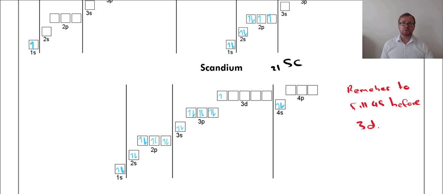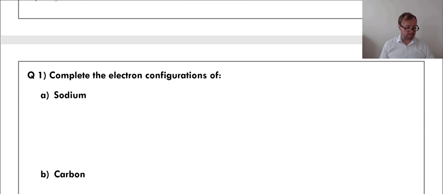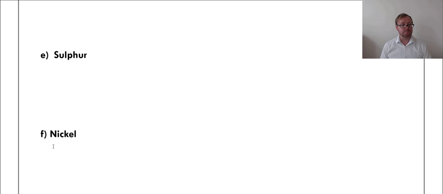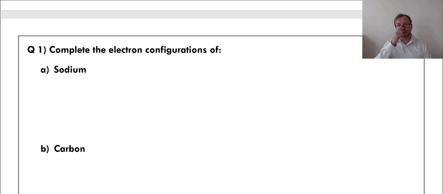Okay, so you should be able to start building up a picture now of how to fill these electron configuration box diagrams and how to write them. So over to you. Practice makes perfect. I would like you to have a go at completing the electron configurations of sodium, carbon, iron, magnesium, sulfur, nickel. Obviously you're going to need a periodic table to find out the atomic number, to work out the number of electrons. Right, have a go. There's lots of space, so if you make a mistake, you can cross it out and do it again below. Okay, I'll give you 5 minutes.